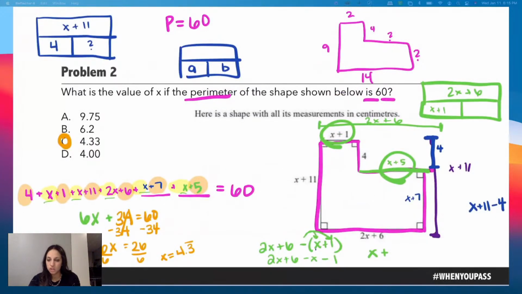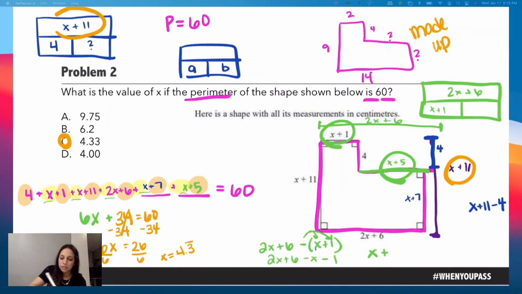Where do I get the 2, the 9, and the 14 from? This was a made-up problem. This was me showing what kind of problem could be seen on an elementary exam without variables. And why is it x plus 7? Because I took this as my whole and subtracted my part, which is 4. So x plus 11 minus 4 is x plus 7. All right, let's move on to the next problem if there's no more questions.